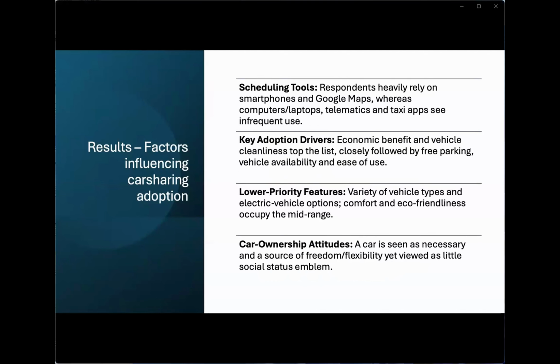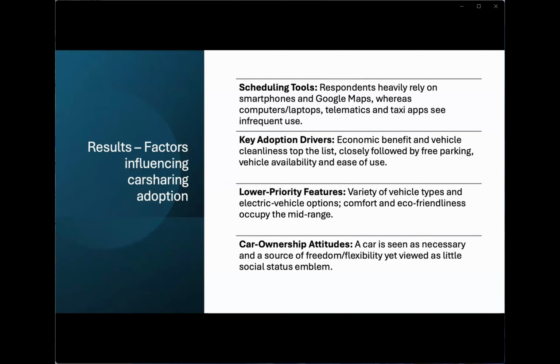Regarding factors influencing car sharing adoption, respondents heavily rely on smartphones and Google Maps, whereas computers, telematics, and taxi apps see infrequent use as digital trip planning tools. For the key adoption drivers, economic benefit and vehicle cleanliness top the list, closely followed by free parking, vehicle availability, and ease of use. For the lower priority features, variety of vehicle types and electric vehicle options generate only moderate to low enthusiasm, while comfort and eco-friendliness occupy the mid-range. A car is seen as necessary and a source of freedom and flexibility, yet viewed as little of a social status emblem.